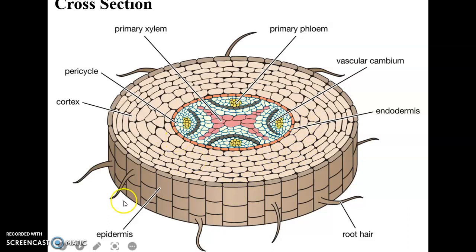Next to the endodermis is the layer of pericycle cells, and this pericycle is important because it has meristematic properties. It is where lateral branches or lateral roots originate, and these lateral roots forcefully grow through the other layers of cells before entering the soil.